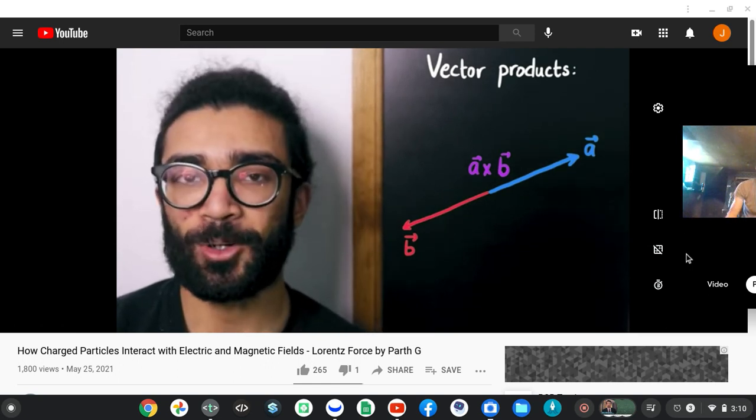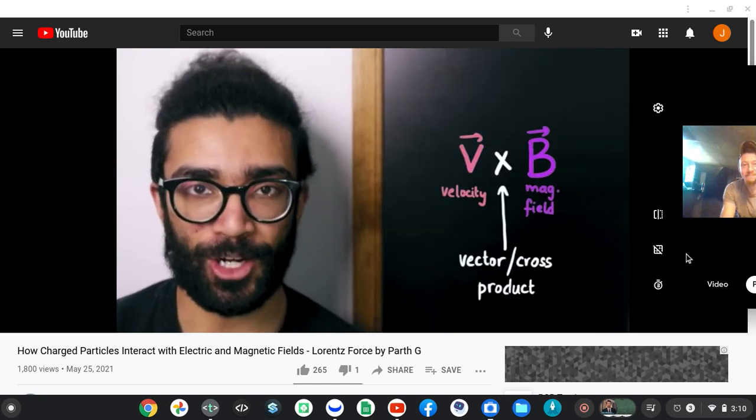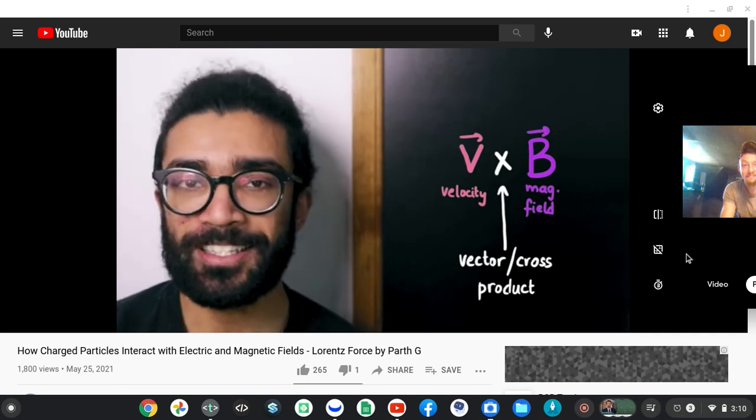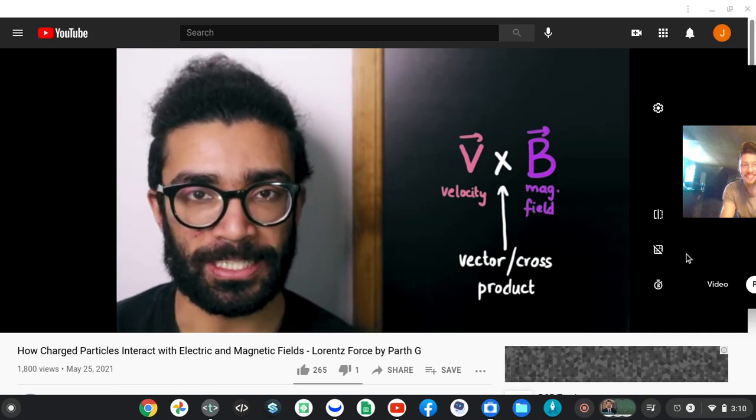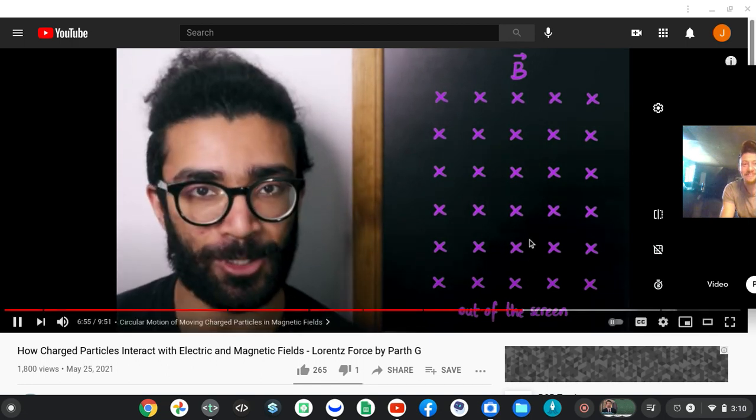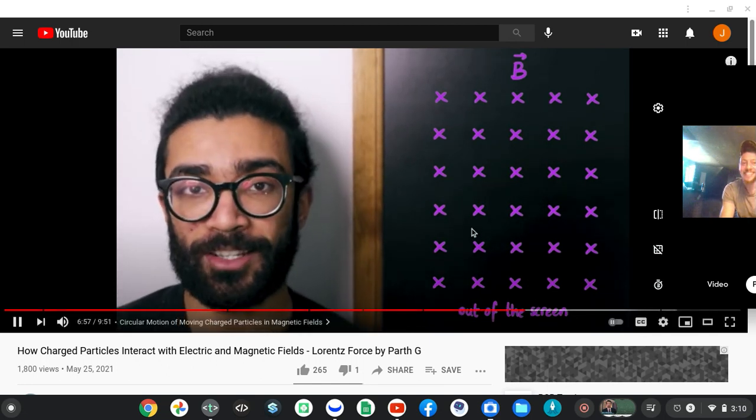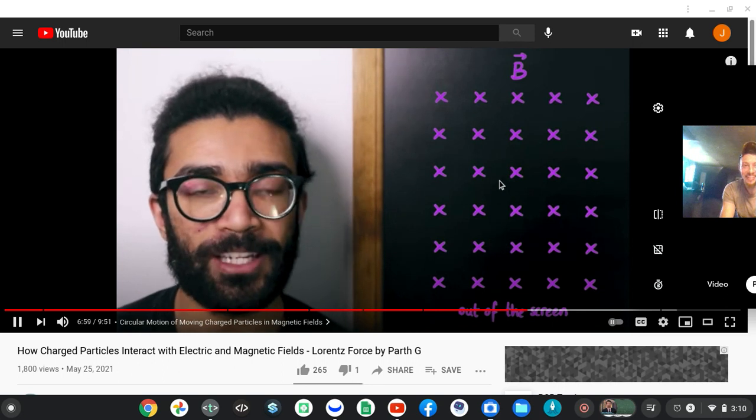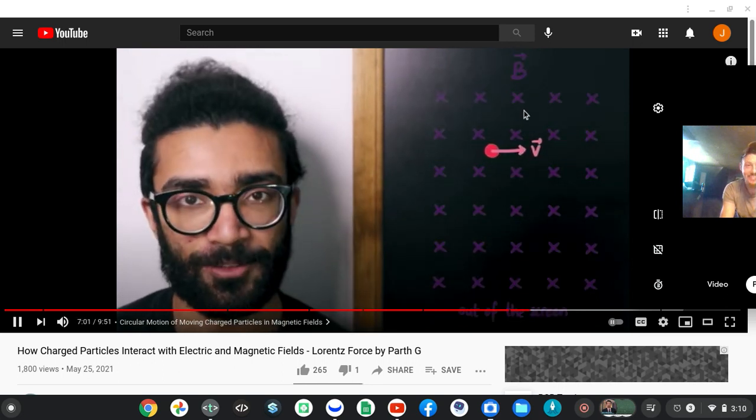So now let's link all of this back to our magnetic field and the charged particle placed in this field. Let's imagine that our magnetic field lines are pointing in this direction. What this is representing is magnetic field lines coming out of the screen. And let's also imagine that our charged particle is initially moving in this direction. So that is its velocity vector.